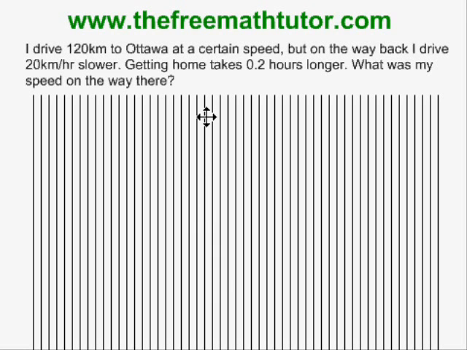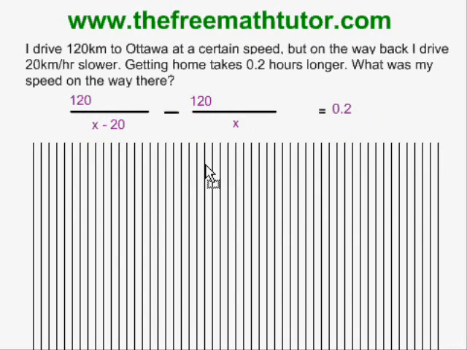The first thing I'm going to do is build my equation and leave a bit of extra room, spreading things out, because I have to multiply each of the terms in the equation by certain values. Because my variables are in the denominators, I want to eliminate the fractions here, and I'll do that by multiplying each of the numerators and the 0.2 on the other side of the equals by both x minus 20 and x. It will look like this.